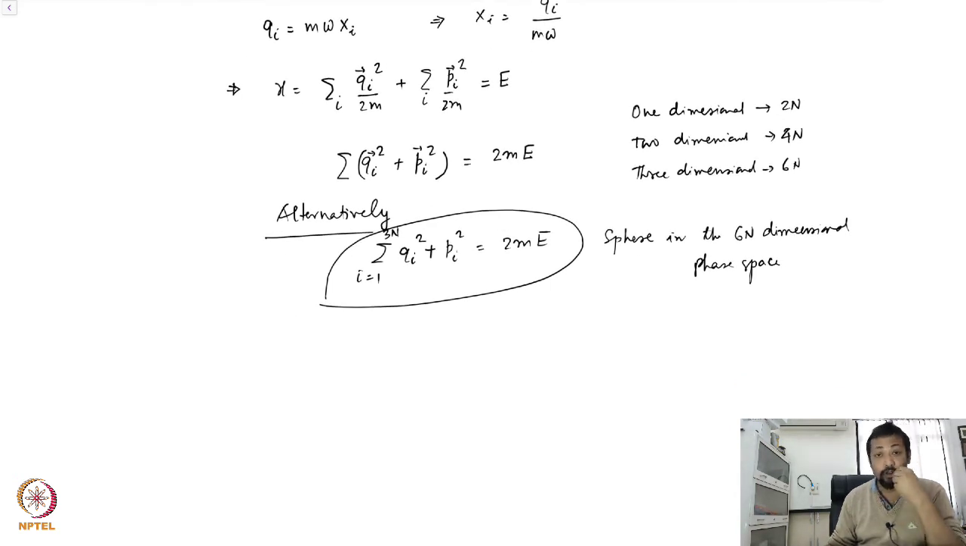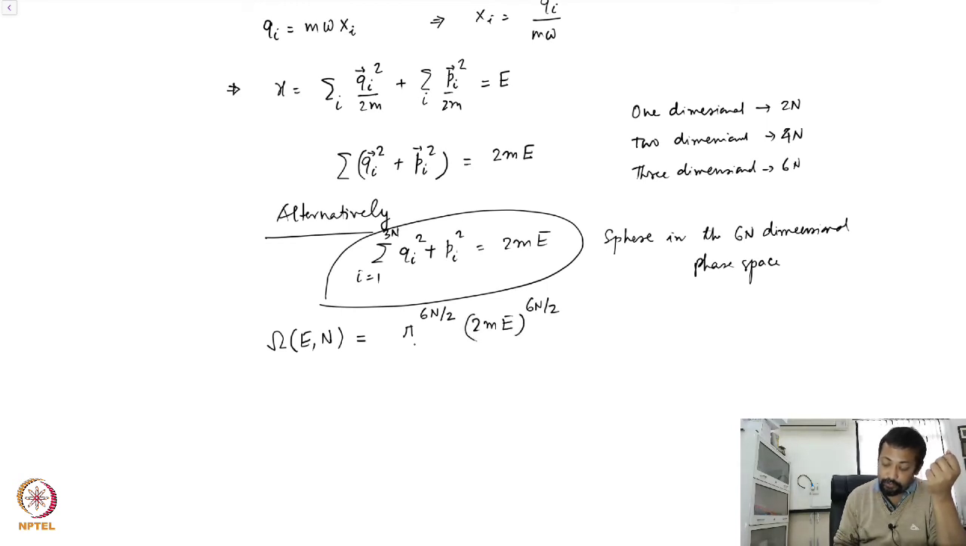And I know the volume of a 3n-dimensional hypersphere in 6n dimensions. We just calculated this for an ideal gas. So our total number of microstates, Ω(E, N), is going to be the volume of this 6n-dimensional hypersphere. So that is (2πm E)^(6n/2) divided by Γ(6n/2 + 1), right?